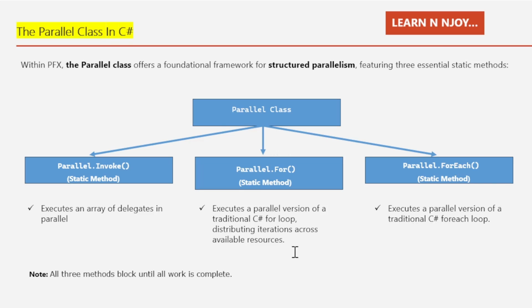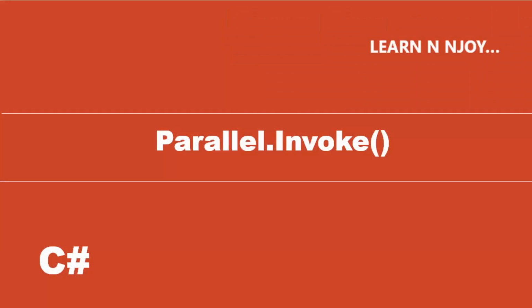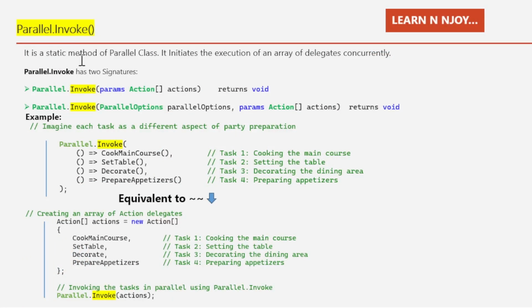Now we need to keep one thing in mind. Each of these methods seamlessly manages synchronization and completion, ensuring a blocking execution until all tasks are finished. That's what I have written as a note over here. All three methods block until all work is complete. Parallel.Invoke. Parallel.Invoke is a static method of the Parallel class. It initiates the execution of an array of delegates concurrently.